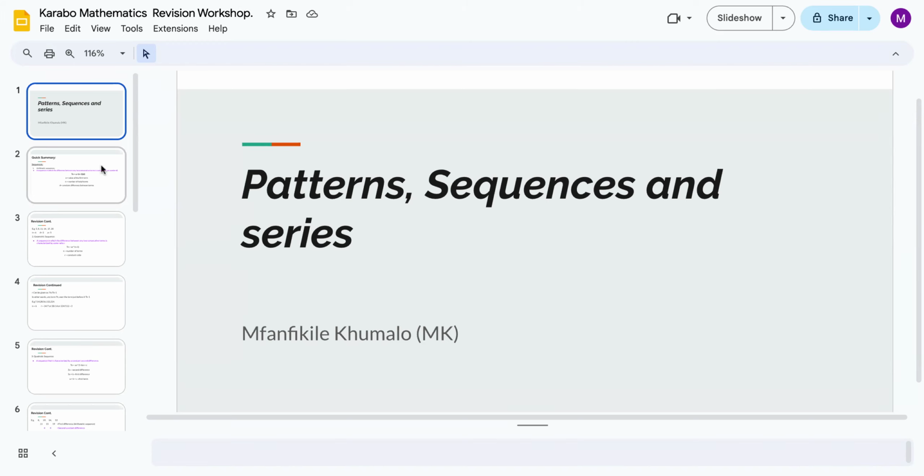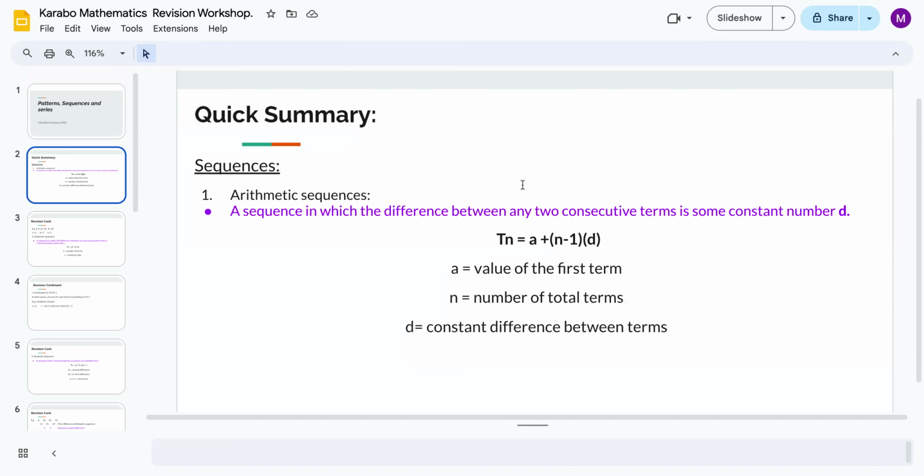Okay, so we're going to have a quick summary. So sequences. We have three main types of sequences that we're going to be talking about today: arithmetic sequences, geometric sequences, and quadratic sequences. We're also going to be talking about the differences between the different types of sequences and the properties and characteristics of each kind of sequence. And then towards the end, we're going to go through a couple of examples. The last example is a little bit of a tricky one, but they love throwing those in the exam papers. So we'll go through that as well.